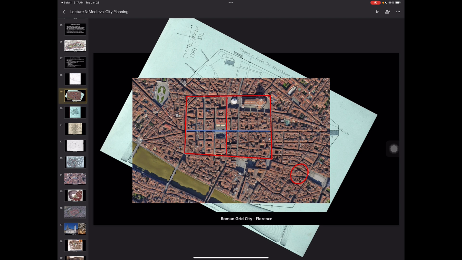There's the original grid. There is the cardo and there is the decumanus. And of course at the crossing is the forum, which to this day is the very heart of Florence. Now, what do you guys notice about the center of it? What is there or is not there? Plaza. It's a plaza, but what kind of building do we not see there?